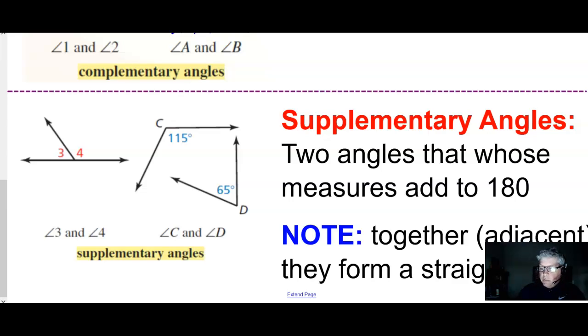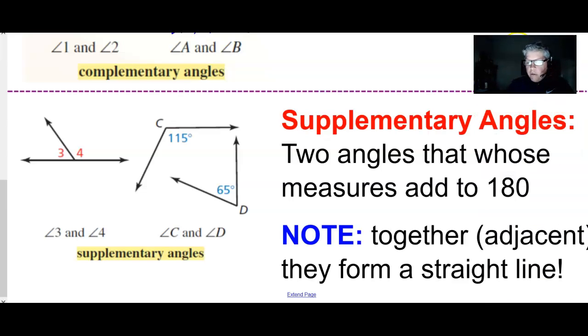Supplementary angles are going to be angles that add up to 180. So complementary 90, supplementary 180. C comes before S in the alphabet. 90 comes before 180. So the order's there. They can also be separate. So 115 and 65. 115 plus 65 equals 180. So that they are supplementary.